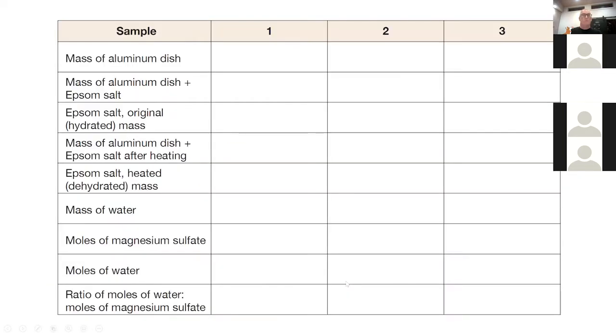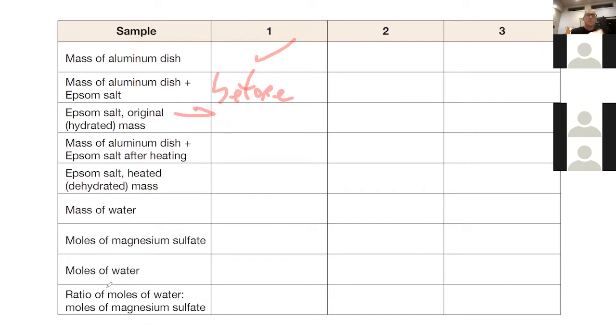So then we're going to basically fill out our chart. So the mass of each dish, and then plus, so this would be before heating.